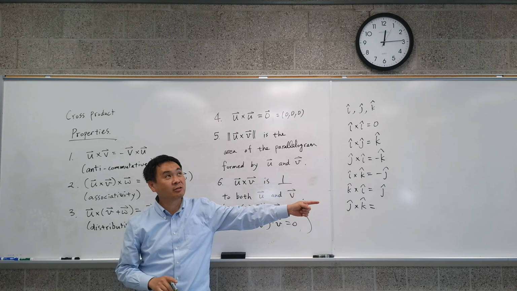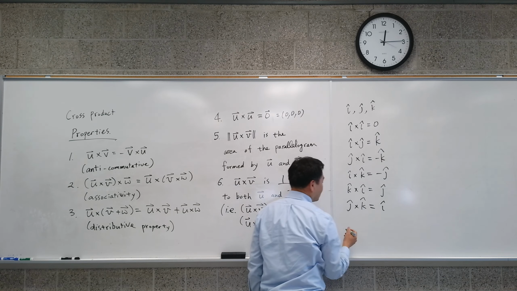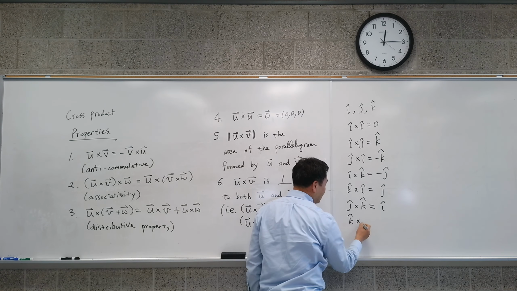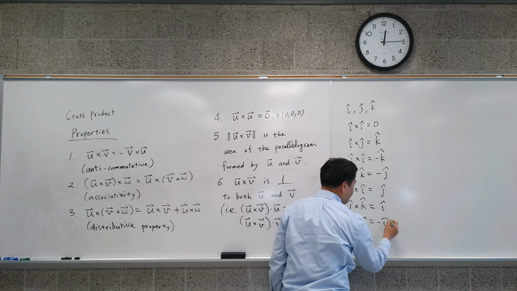J is here, K is there. So you do this way, and then you have to turn your fingers up. So that must be this way, right? So where's my thumb pointing to? It must be I, right? Okay, and then K cross J must be negative I, right? Okay, so those are some building blocks.